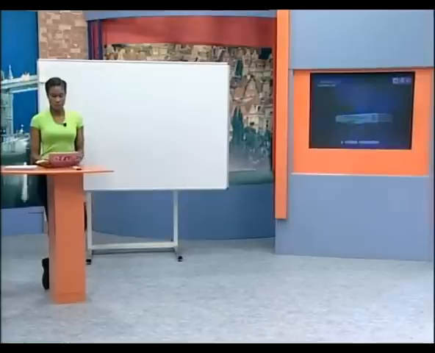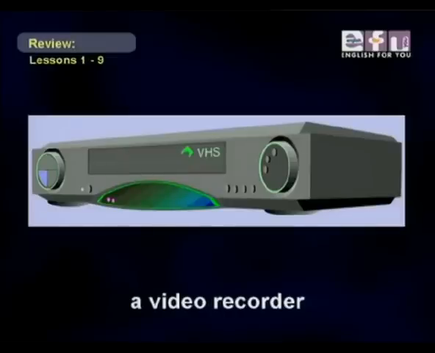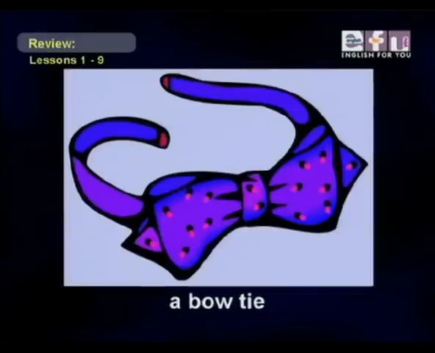Take a look. A video recorder. A video recorder is a device that people use when they want to make a video of an important event. Next, a bow tie. A bow tie is a kind of tie that some men like to wear.